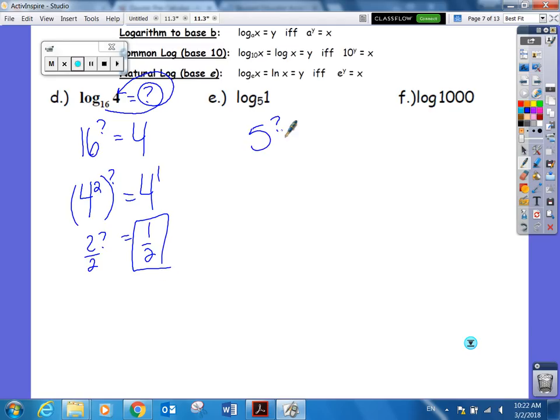5 to the what equals 1? Anything to the 0 power equals 1.